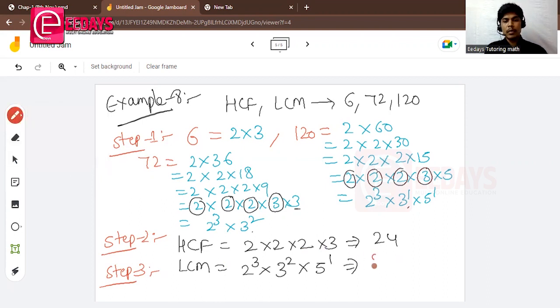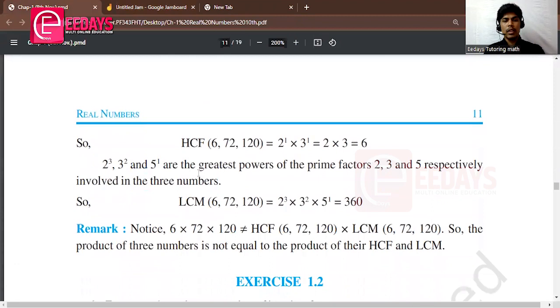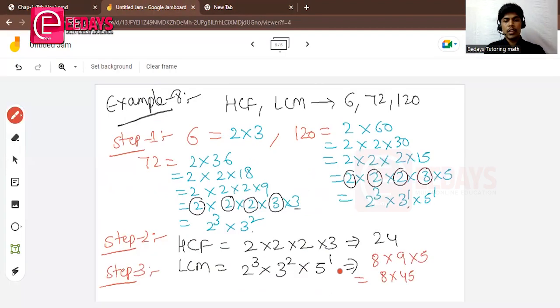2 cube is nothing but 8. 3 square is nothing but 9. Okay, 9 into 5 into 8, 45 into 8. So what is the LCM here? 360. Here also they got the same answer: 2 cube, 3 square, 5 power 1. That's why we got the answer 360 after multiplying. That is the LCM. Here, HCF is 24 and LCM is 360.